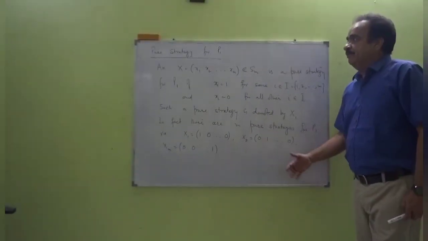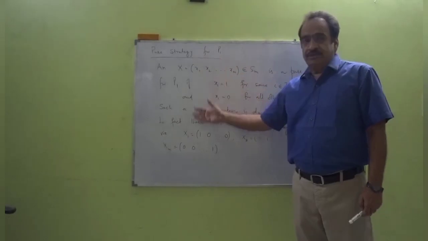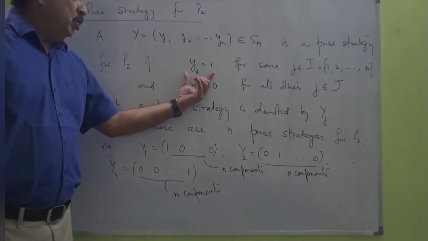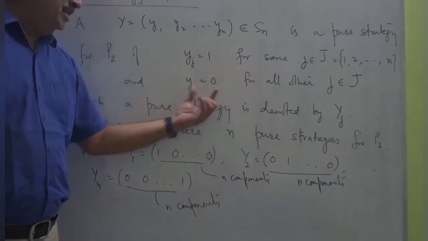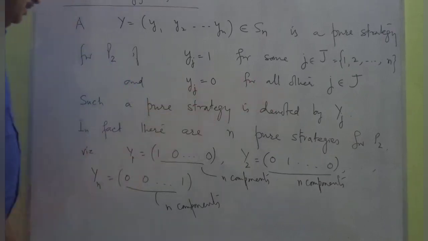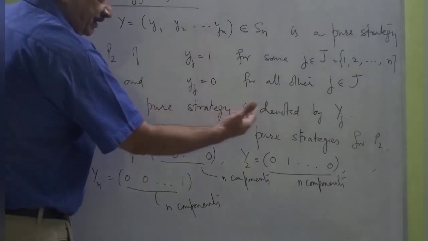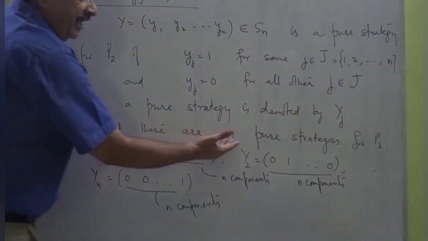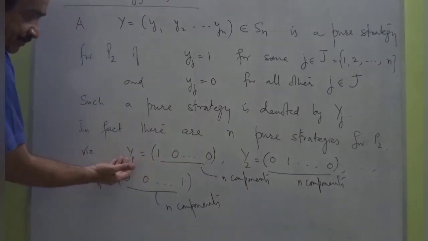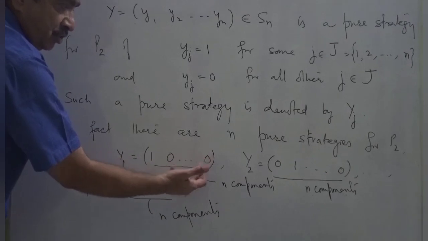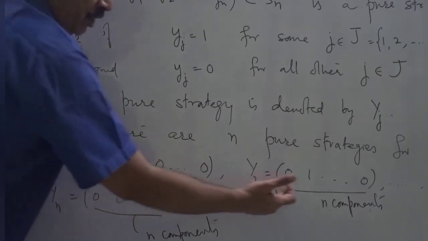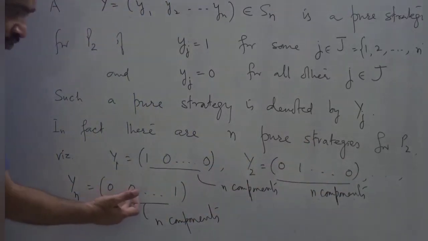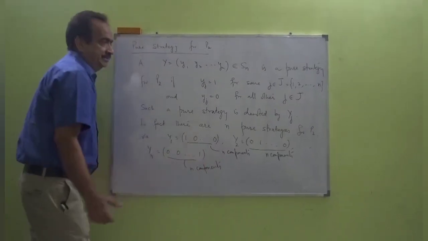On the same lines we can define a pure strategy for P2, which is y in Sn with n components. It is a pure strategy if yj is equal to 1 for some j in J and yj is equal to 0 for all other j's. Such a pure strategy is denoted by yj. In fact, there are n pure strategies for P2, namely y1 = (1, 0, ..., 0) having n components; y2, where the second component is 1 and the others are 0; and yn = (0, 0, ..., 1), with the last nth component as 1.